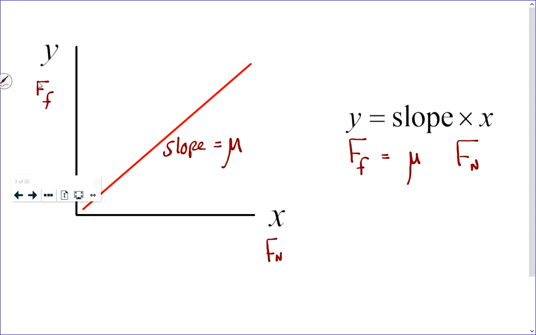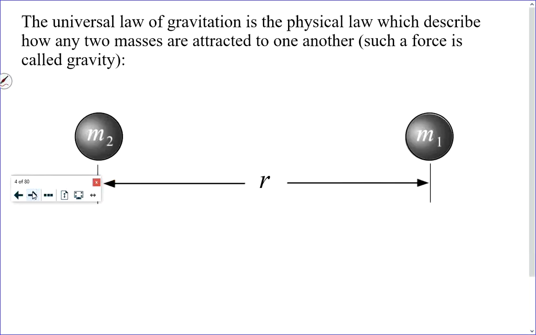The cost of gas equals the cost per liter times the number of liters. So the cost per liter is the slope. So that's a very quick review of what we call a direct proportionality.